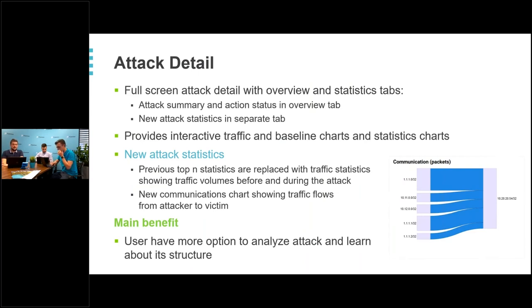We also improved the attack details, so now there are different kinds of data we are visualizing. The previous top-N statistics are replaced with statistics showing the traffic volumes before the attack, during the attack, and after the attack. And we are also showing the communication chart, which shows the traffic flows from attacker to victim, together with some volume information, like bits per second.